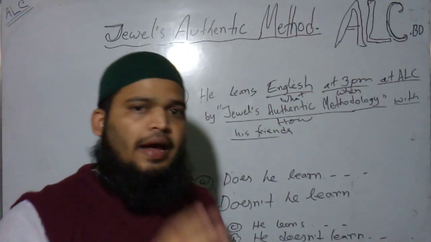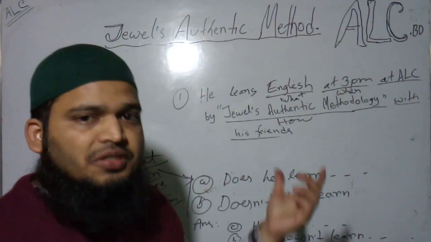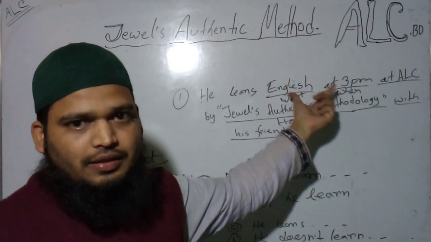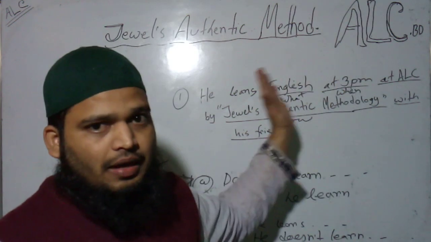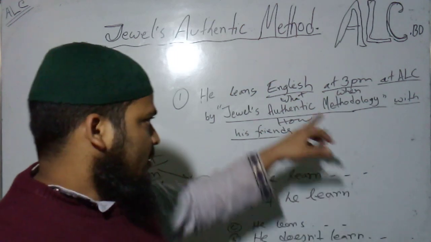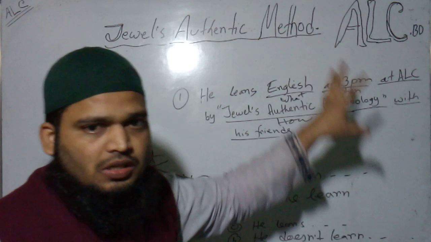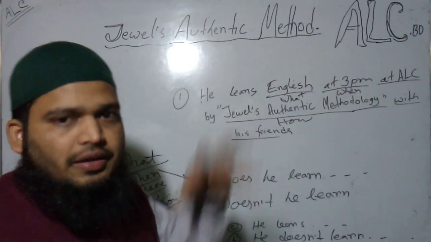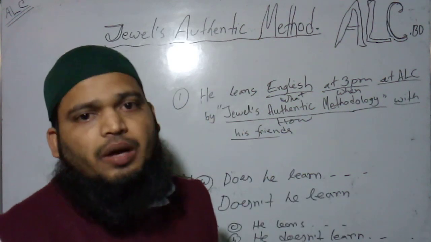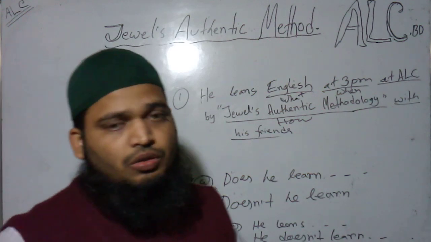So dear listeners and dear viewers, you have noticed here I have written a sentence first. I learn, he learns English, but I have been lengthening it more and more, using more and more words, like here at 3 p.m., at ALC, by Joel's authentic methods, but all the words are included in a sentence. So we can use a sentence using different types of WH questions and answers in the similar way, making different types of words. With whom does he learn English?